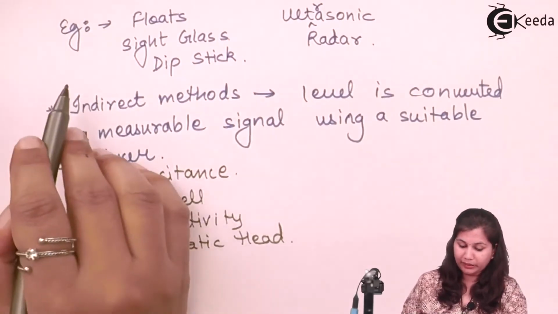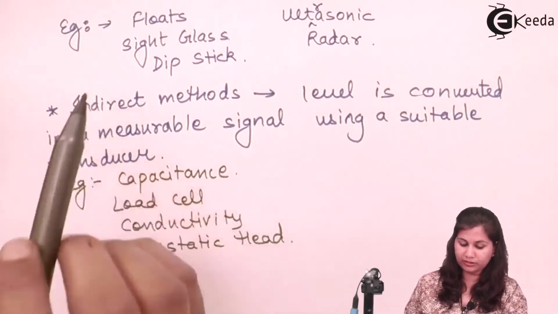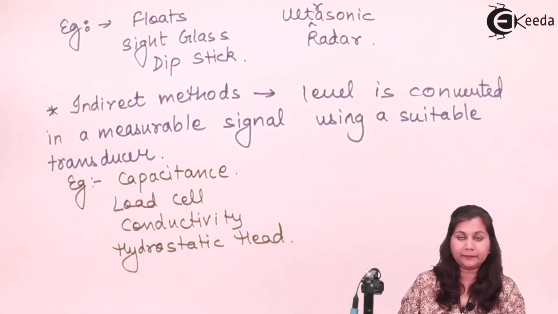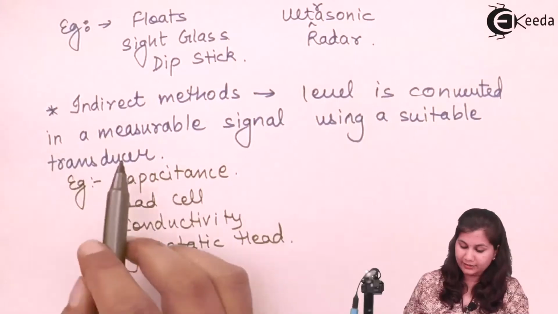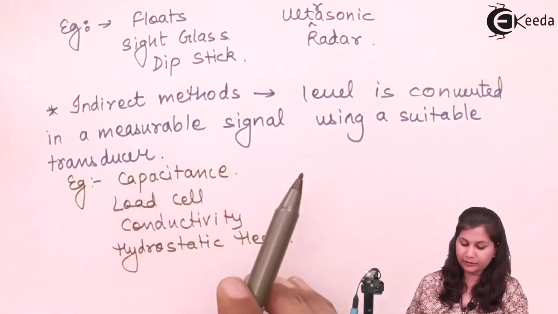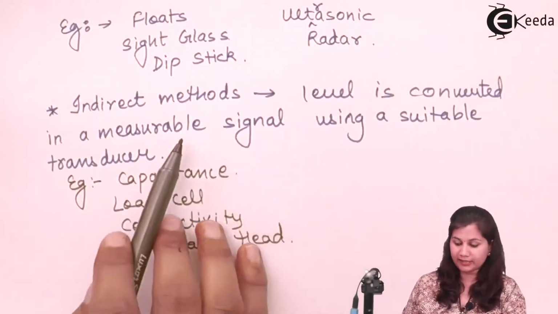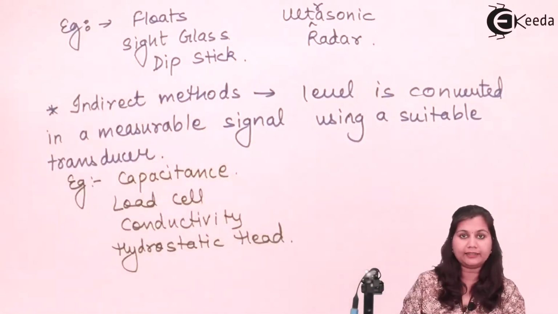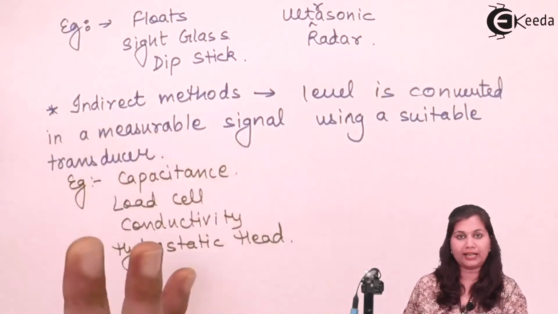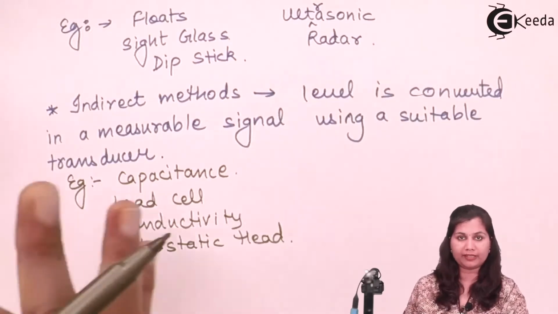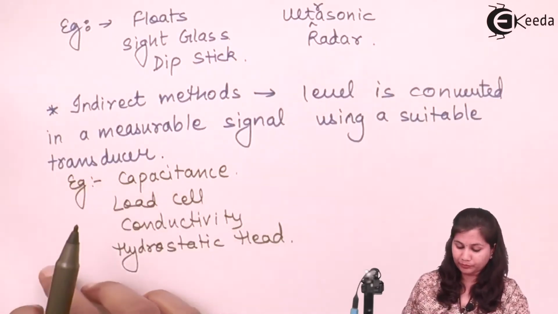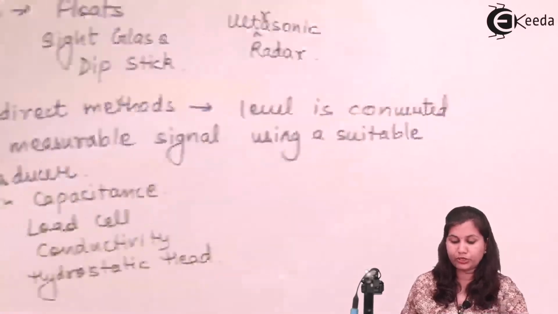Now in the direct methods, if we are changing the material density, the measurement is not going to get affected by the changes in the material density. Whereas in indirect methods, the change in the material density affects the measurement. So these are the two types of methods which are used for the measurement of the liquid level.